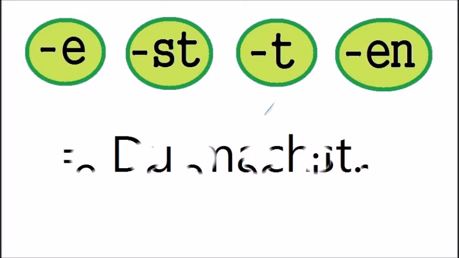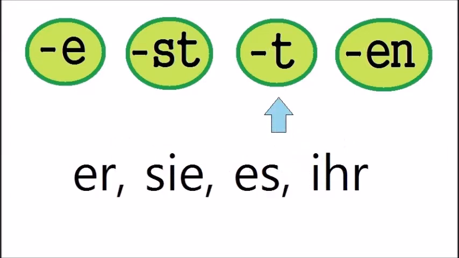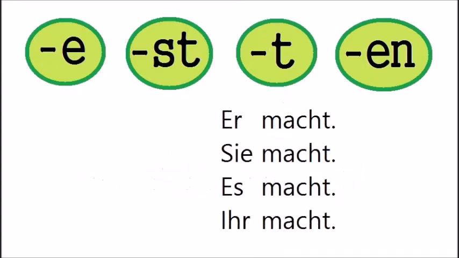He, she, it, and you guys is er, sie, es, and ihr. And they have the ending t. So he makes is er macht. She makes is sie macht. It makes is es macht. And you guys make is ihr macht.